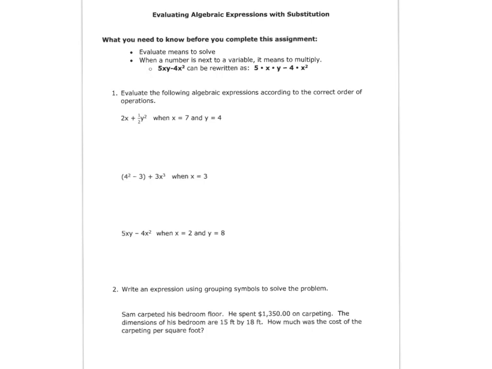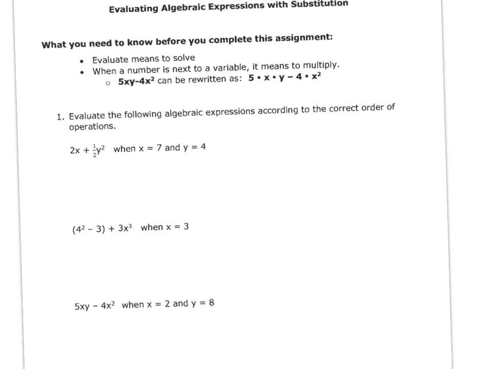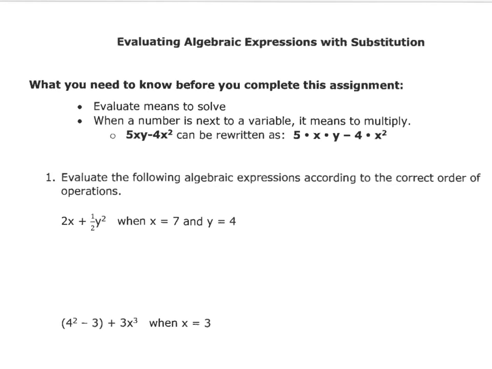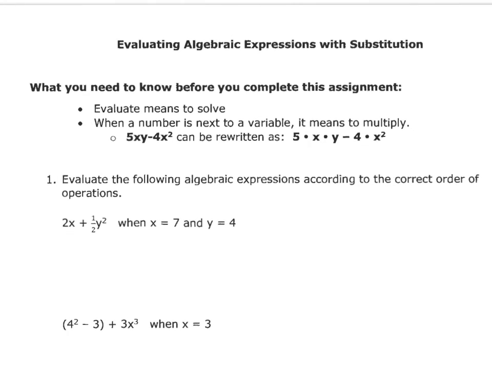Now at this time, please turn to this page in your notes. It's called Evaluating Algebraic Expressions with Substitution. What you need to know before you complete this assignment: evaluate means to solve, and when a number is next to a variable, it means to multiply. So you will see 5xy minus 4x squared. It can be rewritten as 5 times x times y minus 4 times x squared.